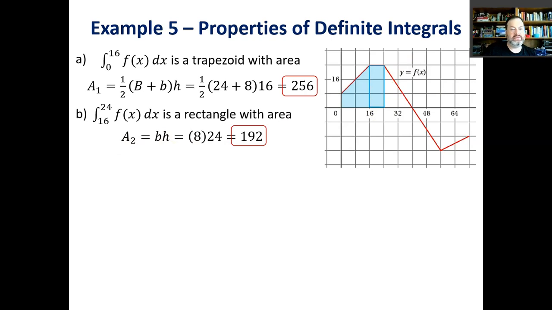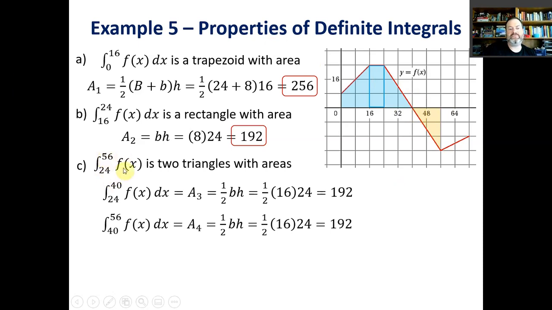Now, part C is a little bit different. We're going from 24 to 56, and you can see what's going to happen. The definite integral from 24 to 56 is two triangles. How do we do two triangles? You have to use the sum property. Ideally, we'd like to just add these two areas together. I didn't go over it earlier, but you can read it. Hopefully you're reading these PowerPoints before you watch the videos.